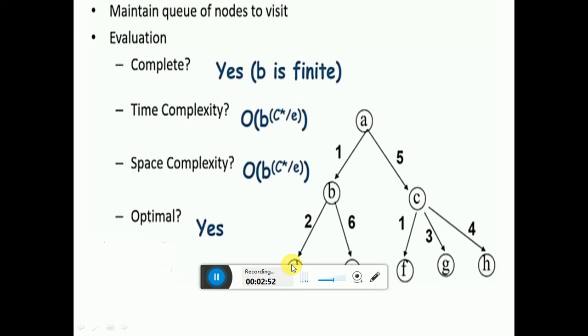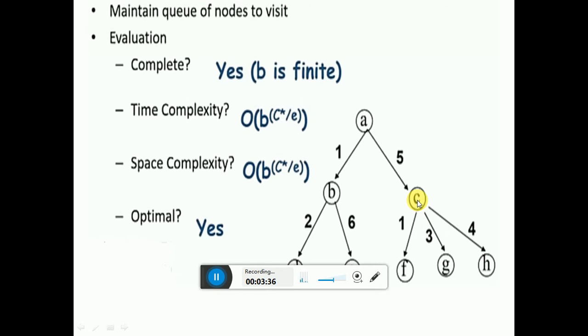Then after this D, what is the next expansion? Then after D, you can expand further, there are 3 expansions. One is what? D, then E, then C. You check the path cost from A to E. 1 plus 6 is 7. Then the path cost from A to C is 5. Then their further expansion is what? C. Then from this C, it can be expanded to F, G and H.